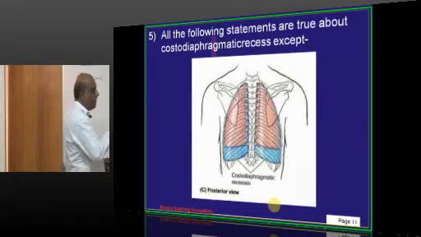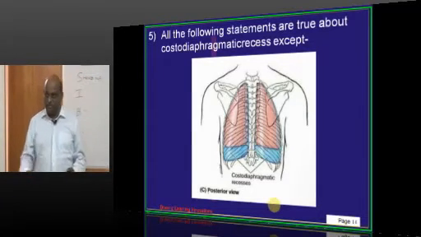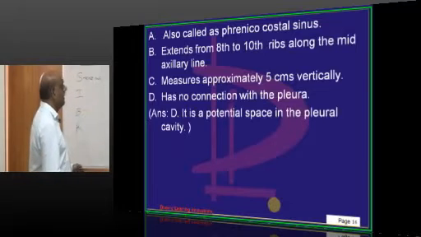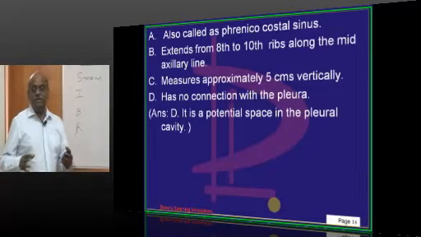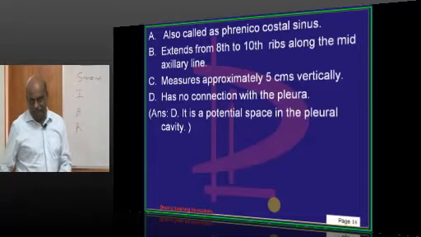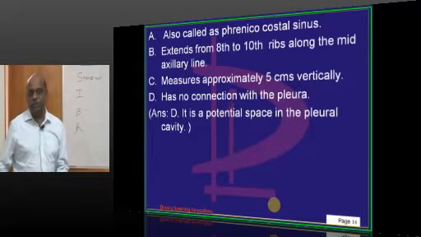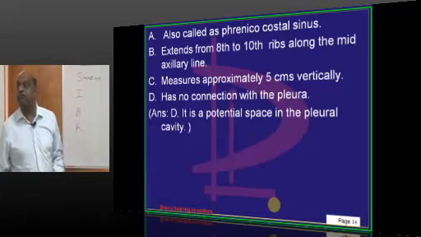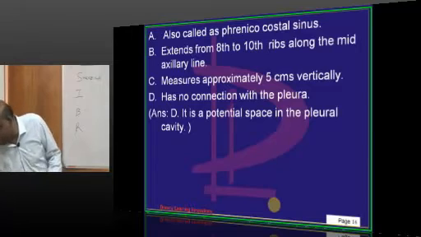Now with regard to the costodiaphragmatic recess that you are seeing, it is basically a potential space found in the pleural cavity into which the collection of fluids can occur at the time of effusion is what you need to basically remember.